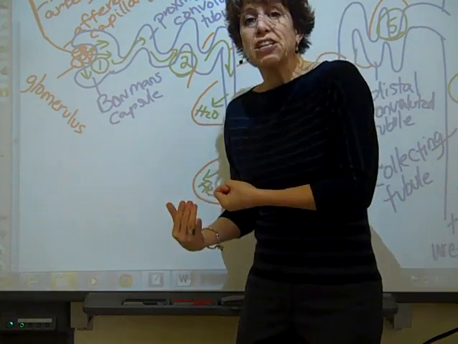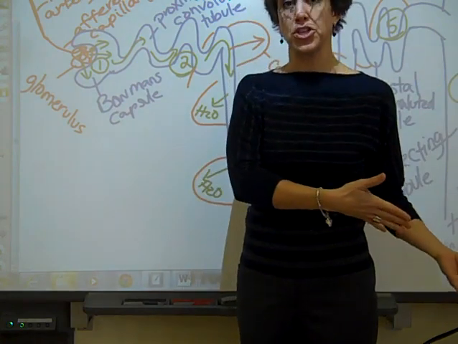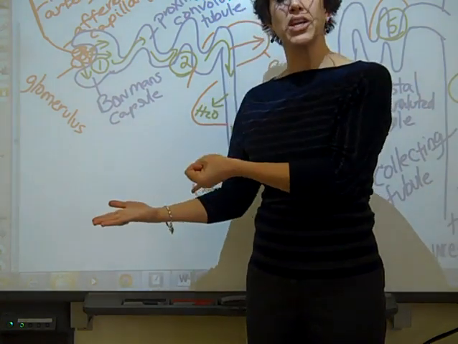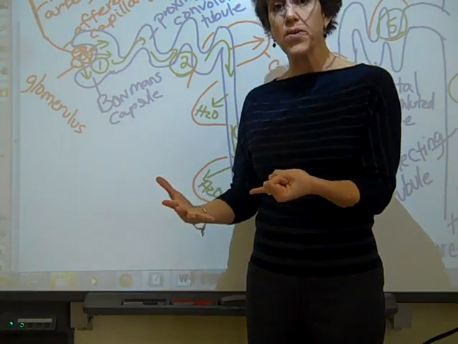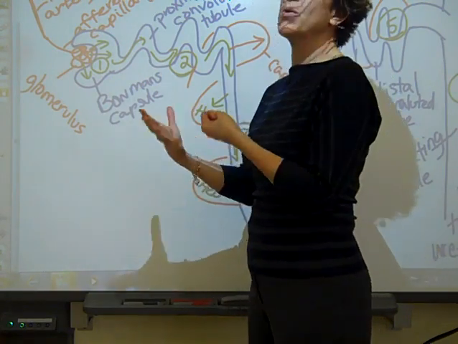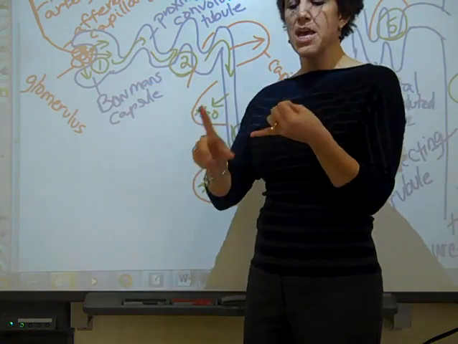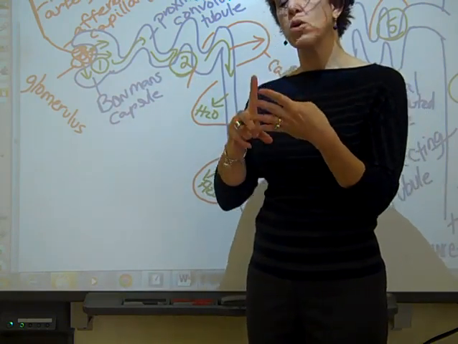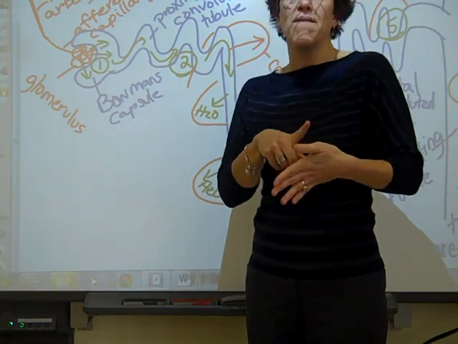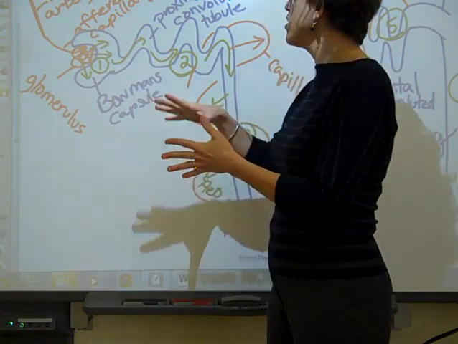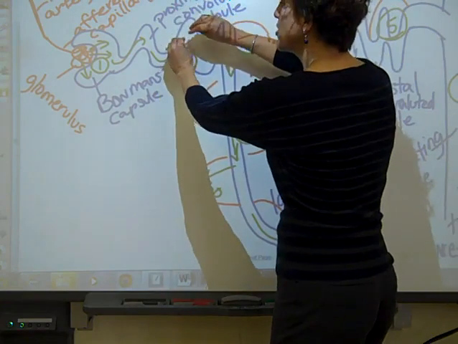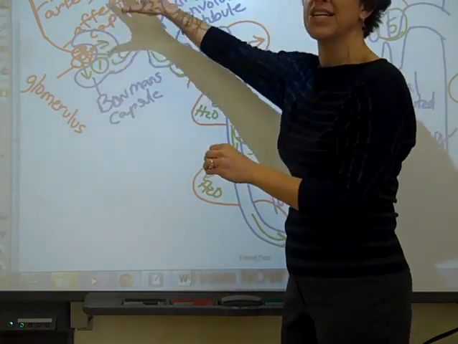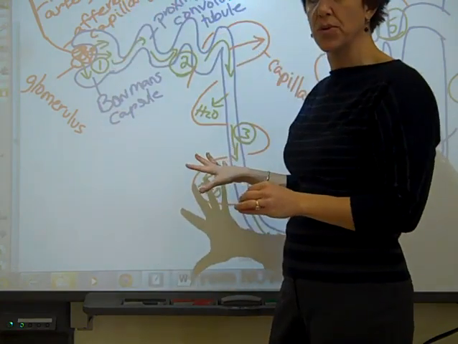Glucose, you didn't eat sugar so that you could pee out sugar. You ate sugar so that it could go to your cells for respiration to give you energy. So we want the glucose to be reabsorbed. We want proteins to be reabsorbed. We want water to be reabsorbed. We want salts to be reabsorbed. We want vitamins to be reabsorbed. All of those things will go from the tubule into capillaries that are surrounding the tubule.